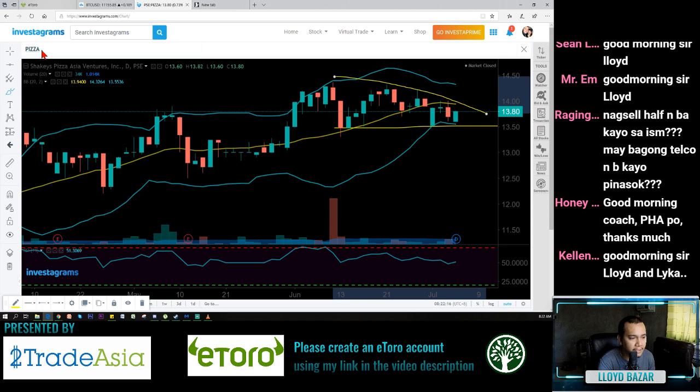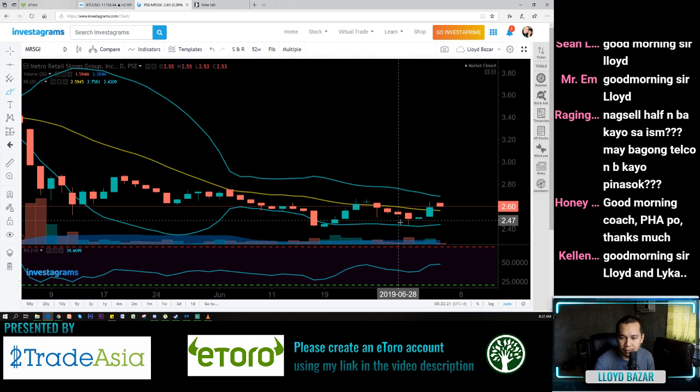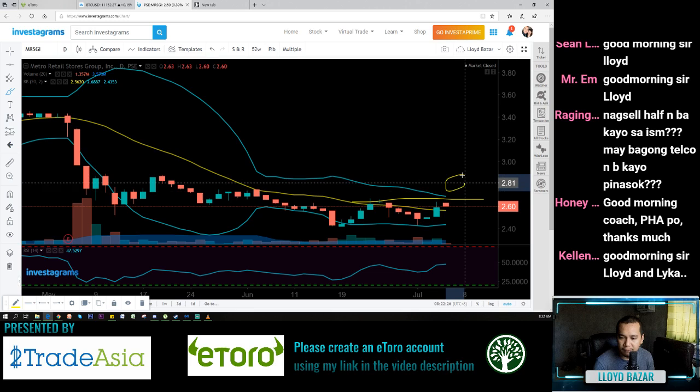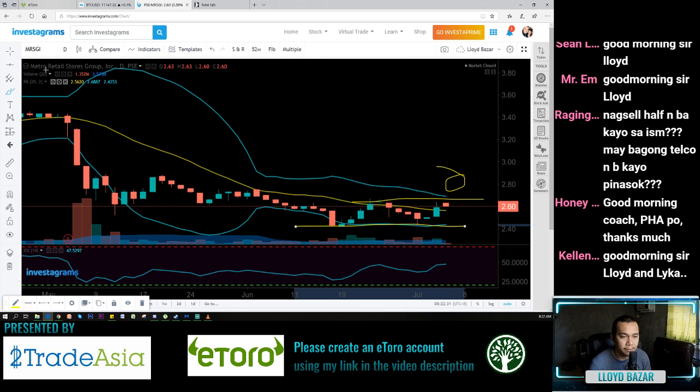MRSGI, ito isa sa mga recommendation ko this week. Hitting the resistance, hopefully mag-breakout. Kung gusto nyo pa po humabol, wait for the breakout. The best entry is this support right here. Kung bumalik man yan sa support. So, abang lang. Abang ng position. Not today. Upuan nyo po yan.